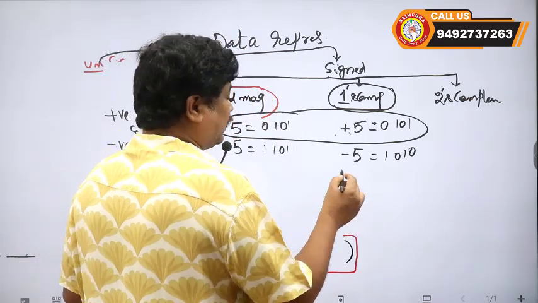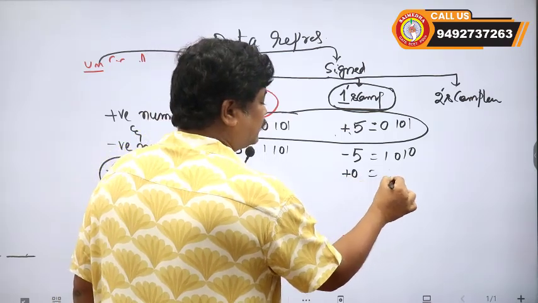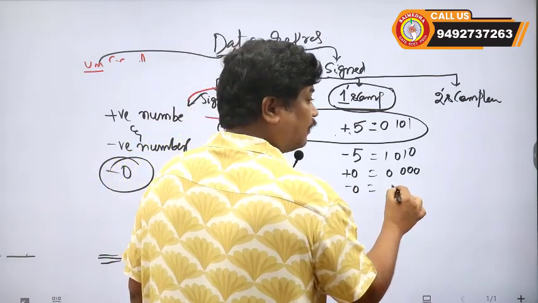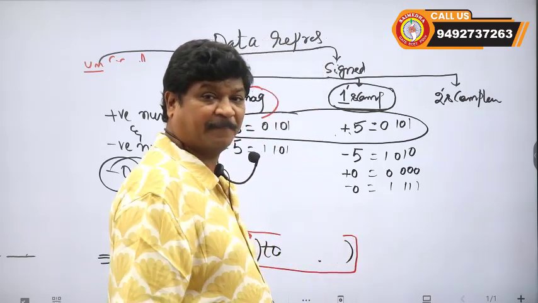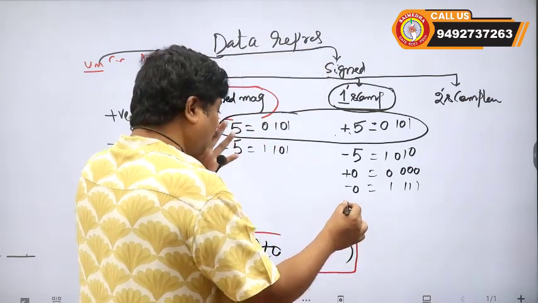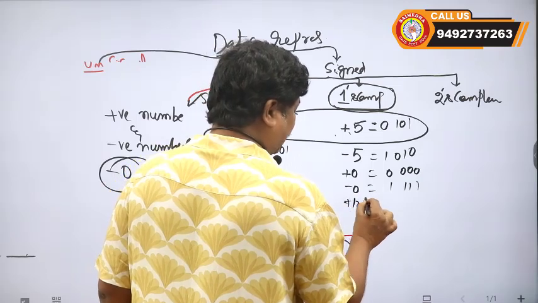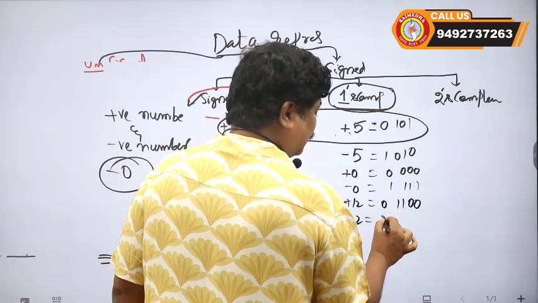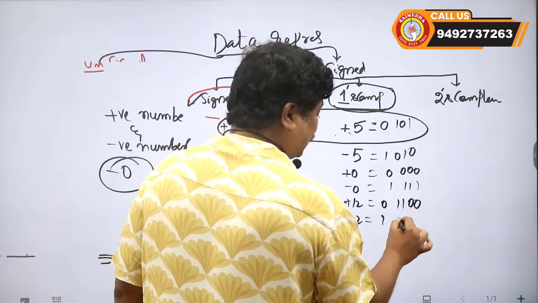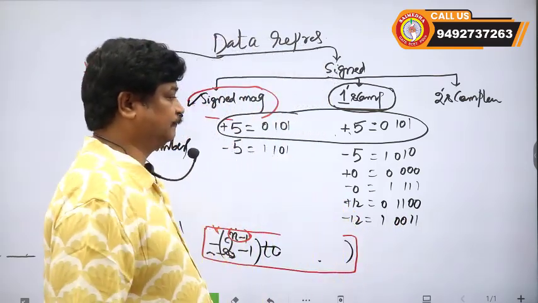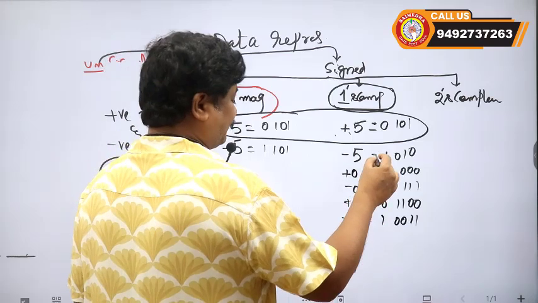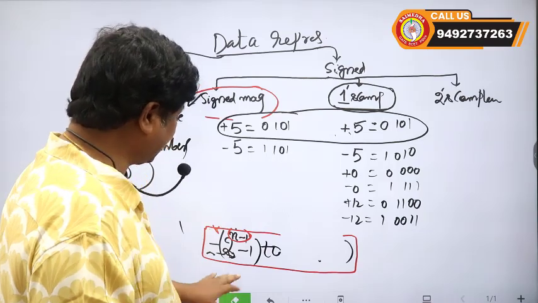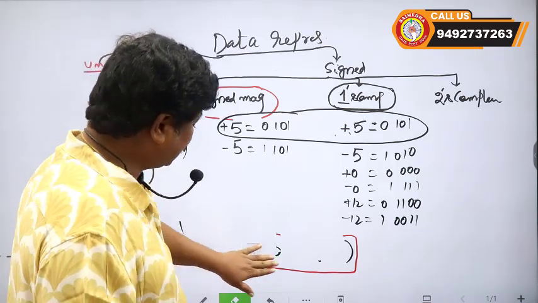Similarly, how to write plus 0 here? 0, 0, 0. No change in the positive numbers. How to write minus 0 here? Make the 1's complement of this. And how to write plus 12? 0, 1, 1, 0, 0. How to write minus 12? Make the 1's complement of this: 1, 0, 0, 1, 1. This is the way of representing in this case. Now, what is the range formula here?